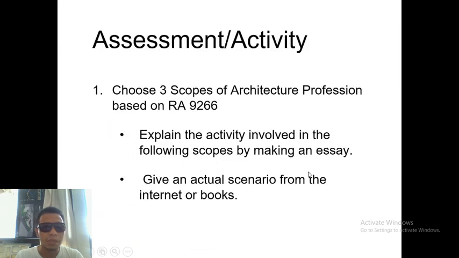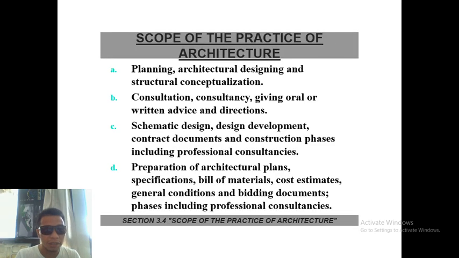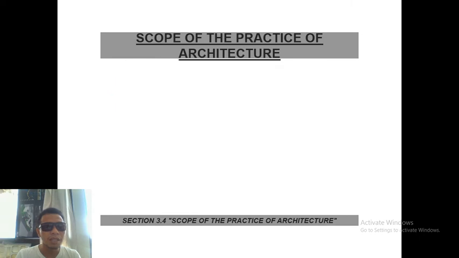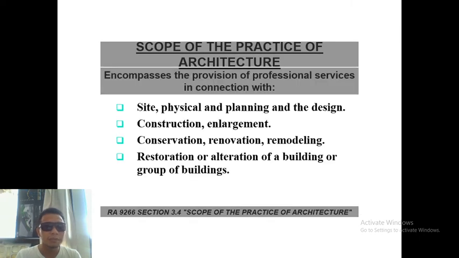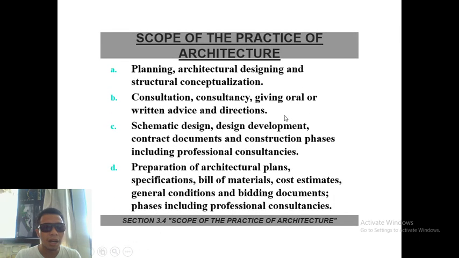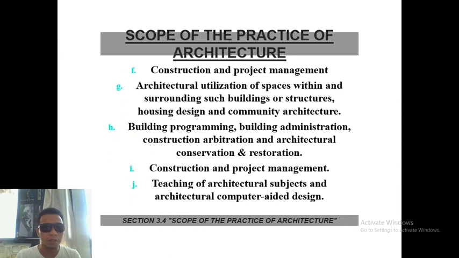So let me just skip this one. So this is your activity after this presentation. Choose 3 scopes of architecture profession based on RA 9266. So nakita nyo kanina, balik natin doon. Scope, no? So ABCD, you may focus on this ABCD, no? Because these are really the scope of what we are doing in architecture profession until letter J.